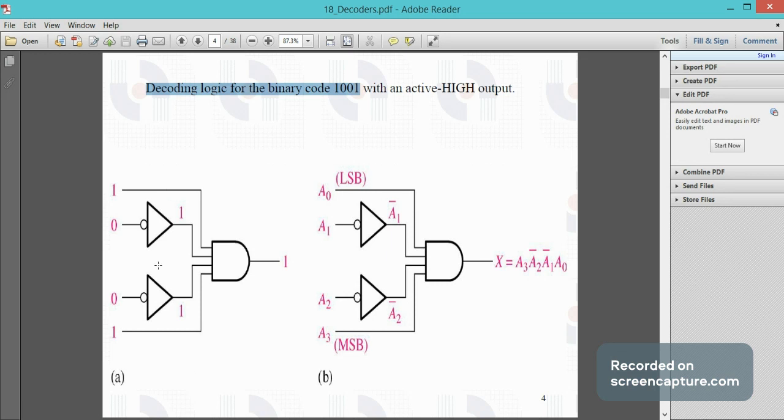How to convert this? According to this, 1 is logic high and 0 is logic low. So a 0 means it will be inverted and then given to the AND gate, so it also becomes a 1. Also, if we want to establish this equation, we write A0, A1 bar, A2 bar, and A3.